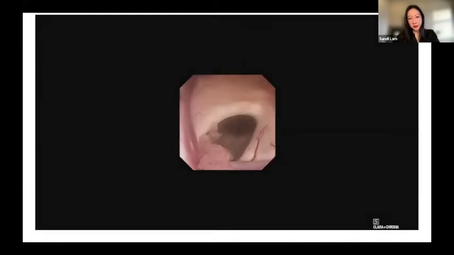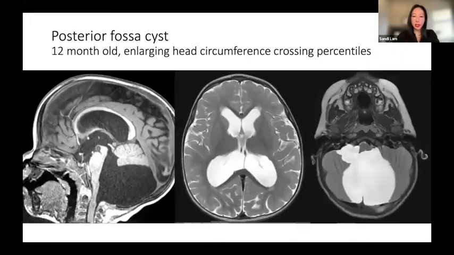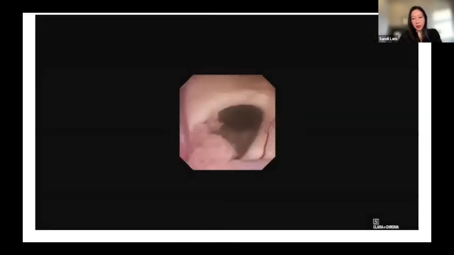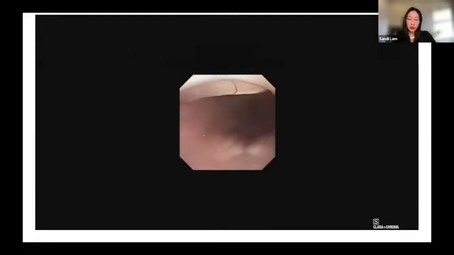Another example is a posterior fossa cyst here, where the aqueduct appears quite large, and it really doesn't look straightforward in that posterior fossa. It looks almost like an arachnoid cyst type of material. And also if you look at the foramen magnum, there appears to be a cystic membrane right there. So this is what this would look like.